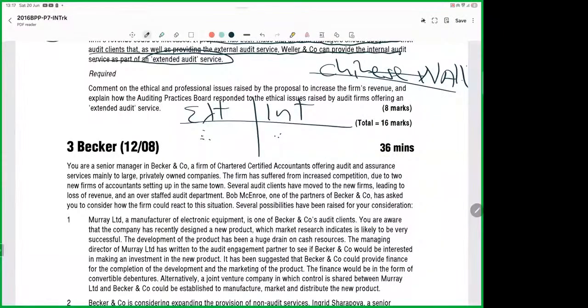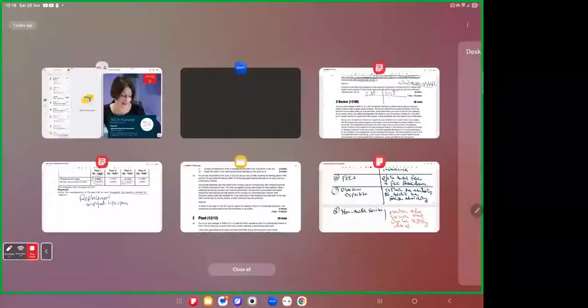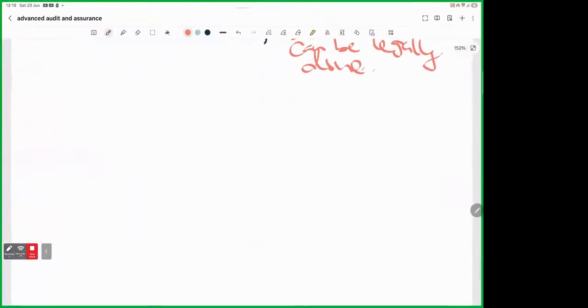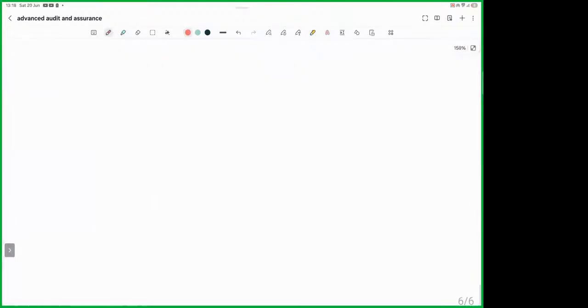All right, so they wanted me to comment on the ethical and professional issues raised by the proposal to increase the firm's revenue, and explain how the audit practices board responded to the ethical issues raised by audit firms offering extended audit services. Very easy. This one I'll get right. I got awards when I was doing my CPA and ACCA as well. So this one doesn't need you to be very, very bright when you're answering all these questions.